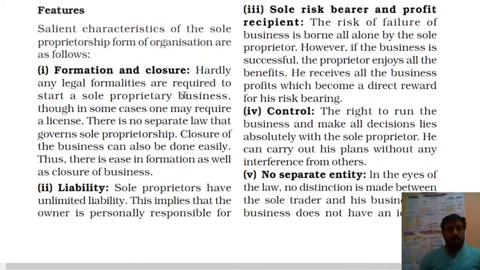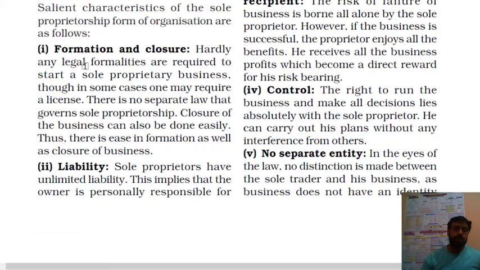So let us come to the features of sole proprietorship. First feature is formation and closure. Listen, students. In India and in other countries too, there are certain stages or procedures involved in starting a business. Like when you start a company, there is a detailed procedure to start a company. You have to go through various formalities when you are starting a company. But while starting a sole proprietorship, you don't require many formalities to start the business.